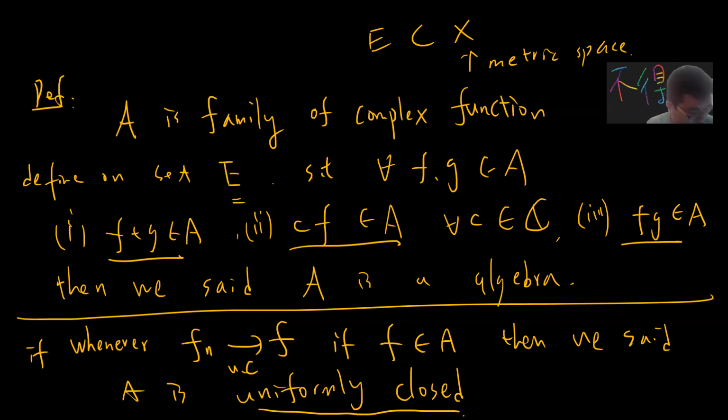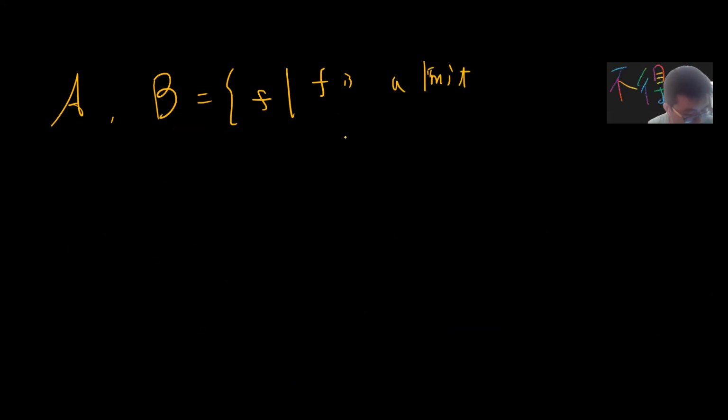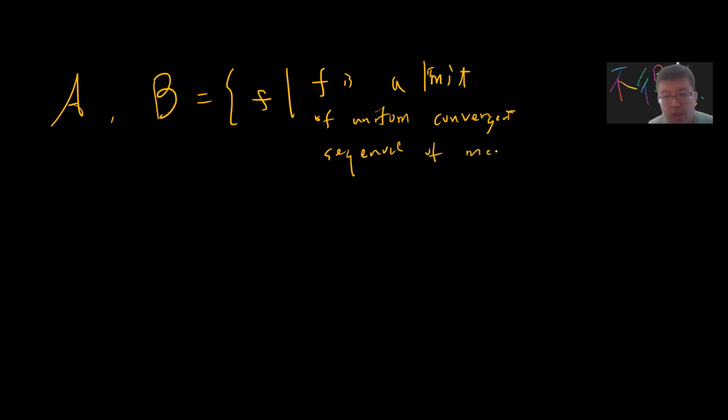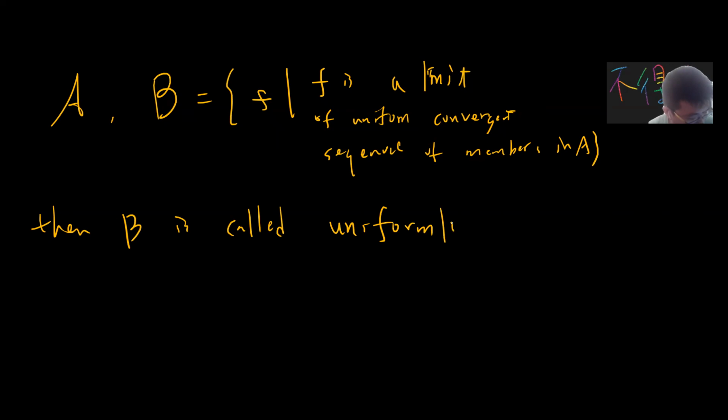Okay. And so basically, if somebody gives you any algebra A, then you can define a set B, which is all the f such that f is a limit of a uniformly convergent sequence of members in A. Then B is called the uniform closure of A. Okay, this is our definition.